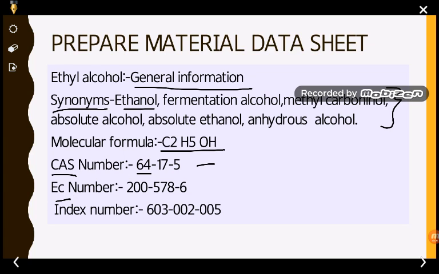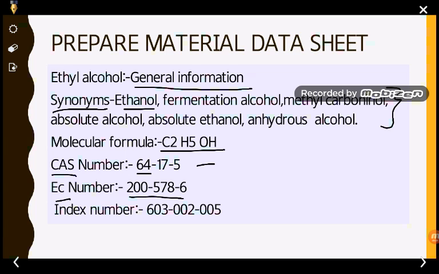Next, coming to the EC number. The EC number is nothing but the European Community Number, and it is a unique 7-digit identifier that was assigned to substances for regulatory purposes within the European Union by the European Commission. So this is a 7-digit number given by the European Committee, which is why it is called the European Committee number, in order to identify the chemical.